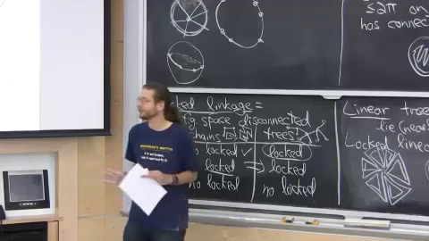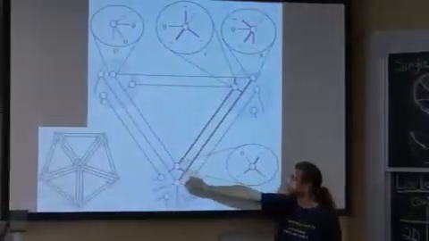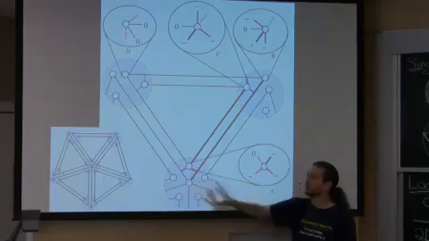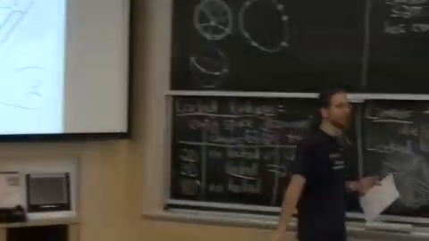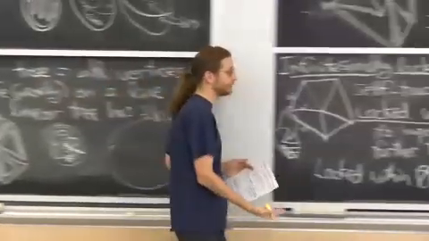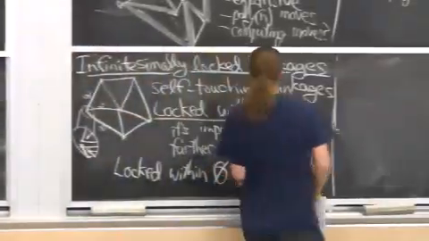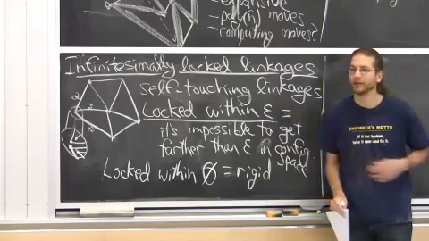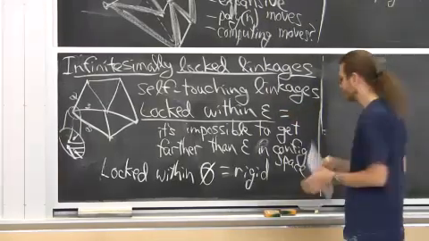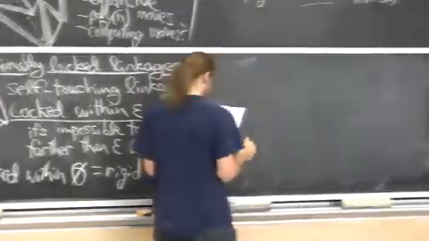Clear? So we can use all the tensegrity stuff to prove that when this thing is actually self-touching and all these distances are 0, it is rigid. But so what? Who cares about the self-touching thing being rigid? It's nice, but what I really care about is that the non-self-touching configurations are locked within epsilon for some tiny epsilon. Well, good news.